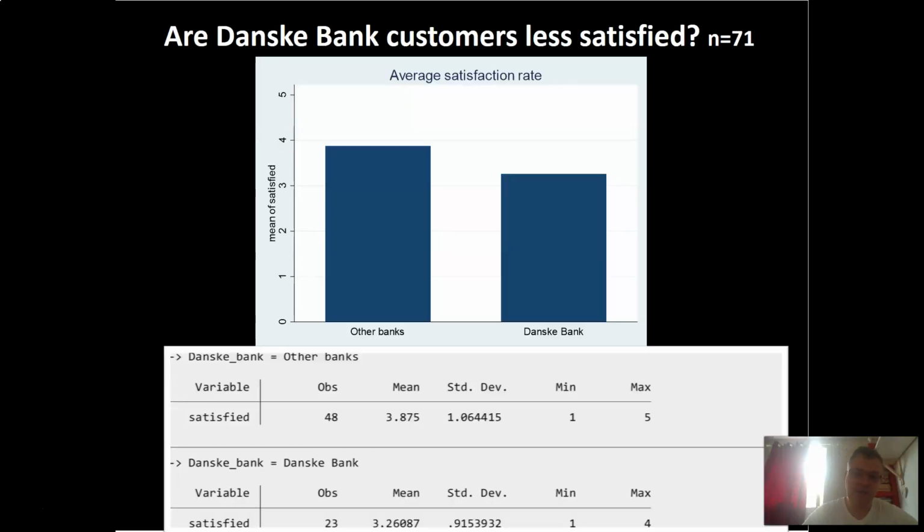So two claims. Let's say you collect a sample of 71 respondents and ask them about their satisfaction with their bank, and ask them which bank they have. And let's say you want to study if customers at some bank, in this case Danske Bank, are less satisfied than customers in other banks, because this bank had some problems and issues.